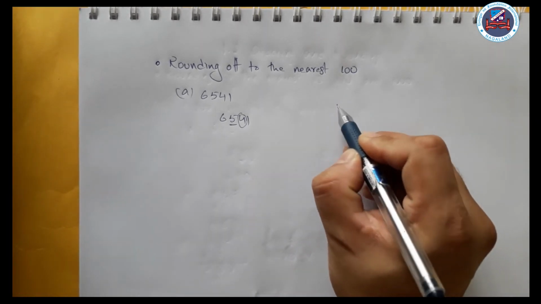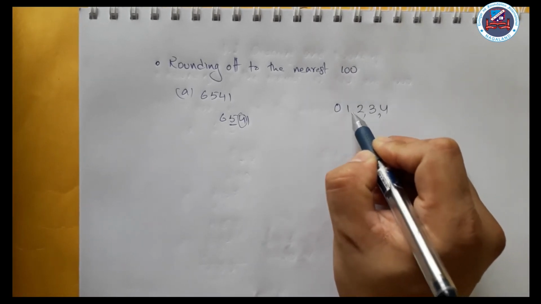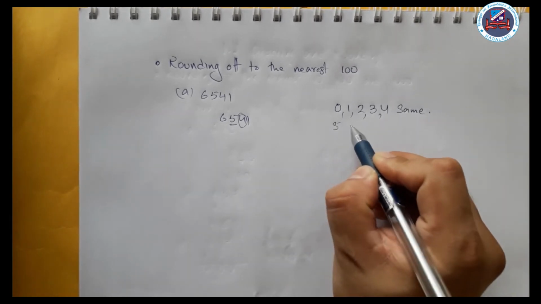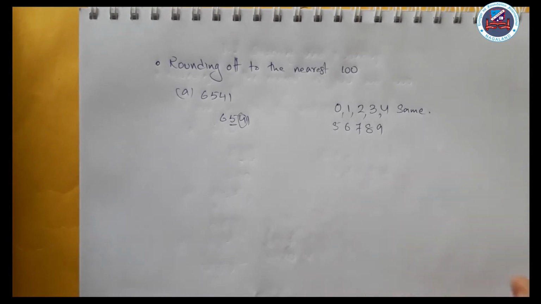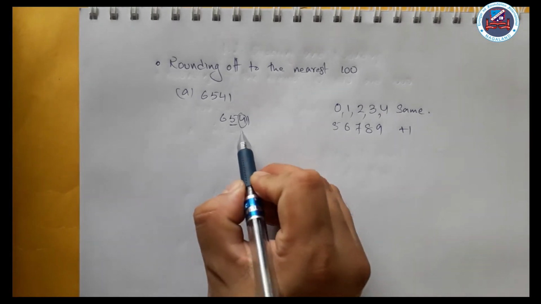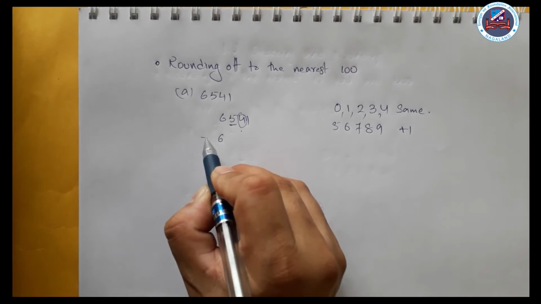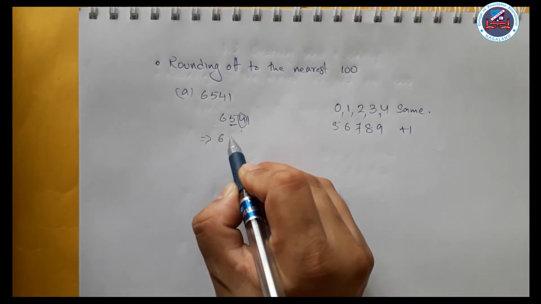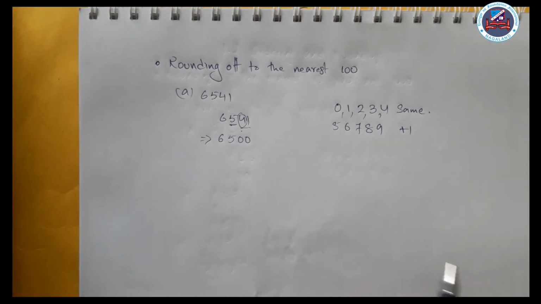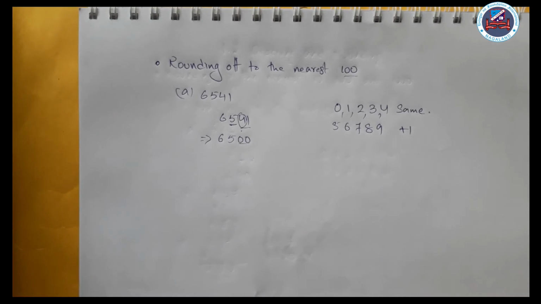Now again, if it is 0, 1, 2, 3 or 4, it will remain the same. And if it is 5, 6, 7, 8 or 9, then we have to plus 1. Now this is 4, so 5 will remain the same. So when you're rounding off, the answer you get is 6500. These two numbers will be 0. Now hundreds have 2 zeros, so in the end also it must have minimum of 2 zeros.